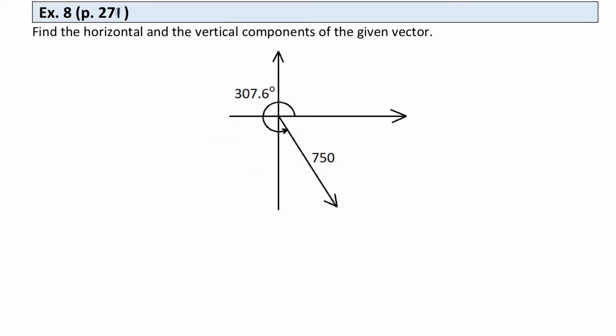Now let's see a similar problem, and this will be exercise 8 on page 271. Here we are given vector A with the magnitude of 750 units and the angle in standard position of 307.6 degrees. We will find the horizontal and the vertical components of this vector. For this, we will use the same formulas we used in the previous problem.